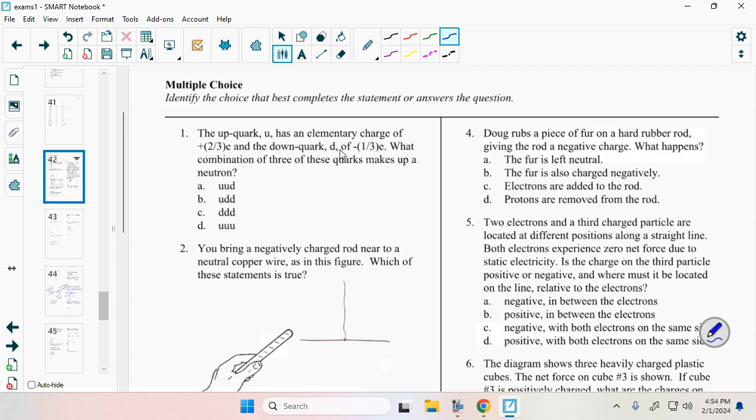Doug rubs a piece of fur on a hard rubber rod. So I have this fur, and I have a rod, and it leaves a negative charge. That means that the fur will be left with a net positive charge. The fur is also charged because it actually gave electrons to the hard rubber rod. Electrons are added to the rod. That's the right answer. You don't remove protons, because if you remove protons, it becomes something different. So you're adding electrons to the rod.